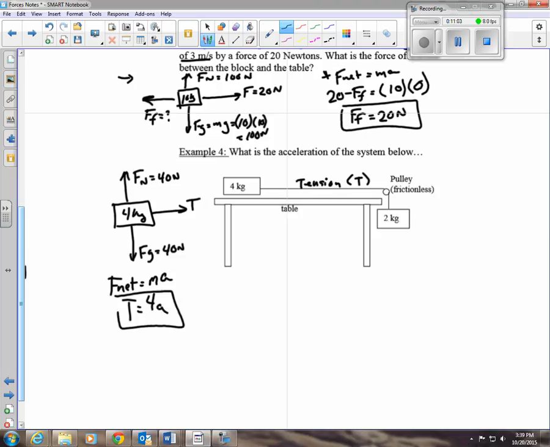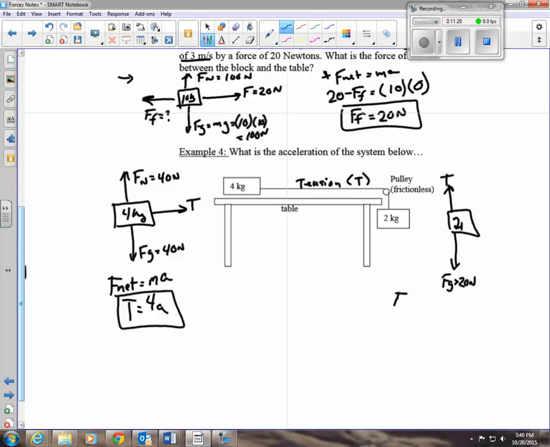So my F-net equation becomes T equals 4A. And I can't solve it, I've got 2 unknowns, so now I have to start looking at the other block. If I look at the other block, draw its free body diagram. The forces on it are the force of gravity of 20 newtons down. Okay? And then I'm not sitting on a surface, so there's no normal force. The only thing pulling upward on it is the tension T.